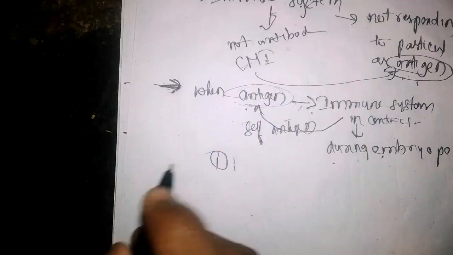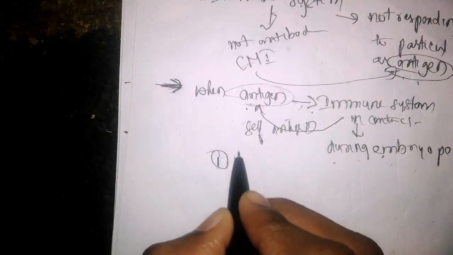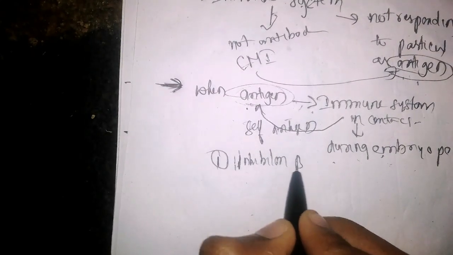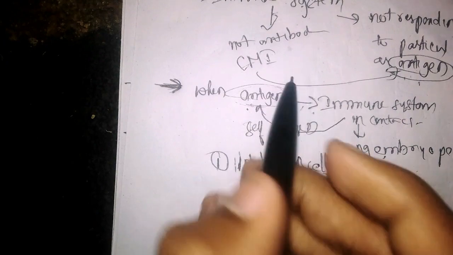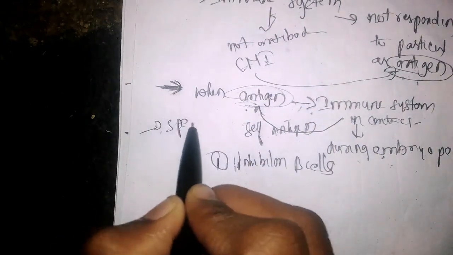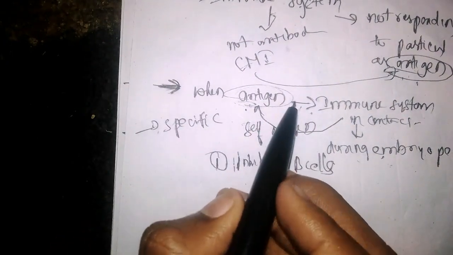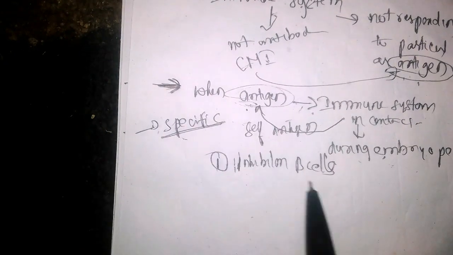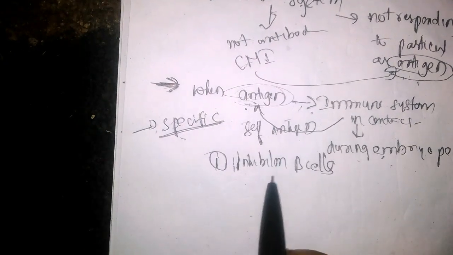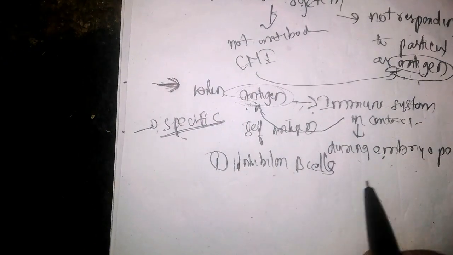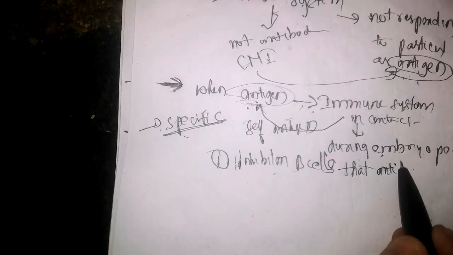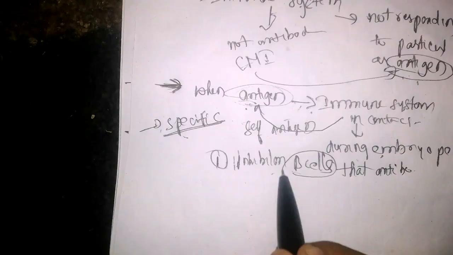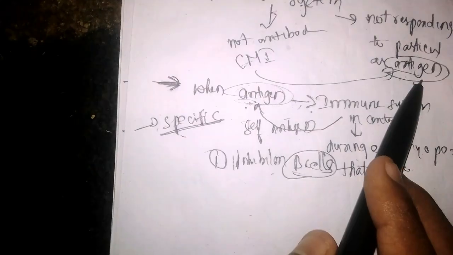See, one thing we must remember: this tolerance is specific. Specific means it is specific to a particular antigen. Now coming to the mechanisms, one is inhibition of B cells. There is inhibition of the B cells that produce antibodies against this antigen.